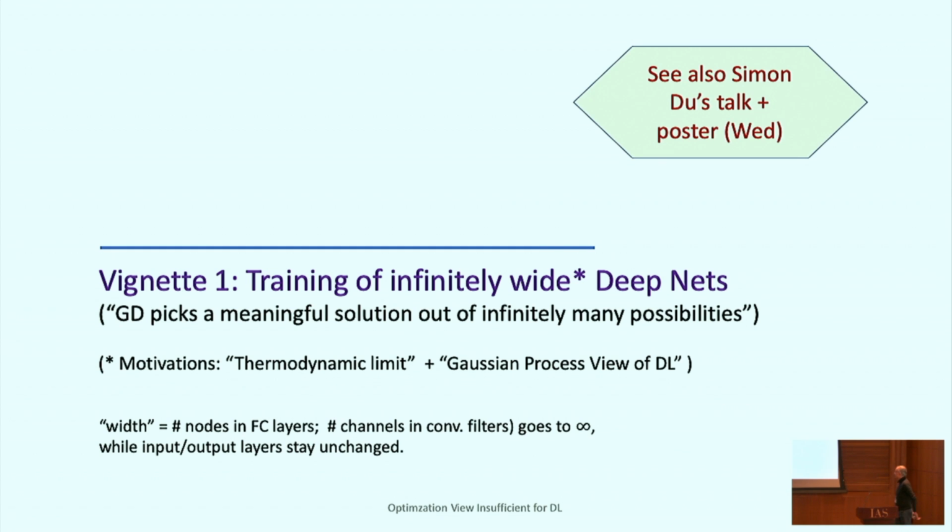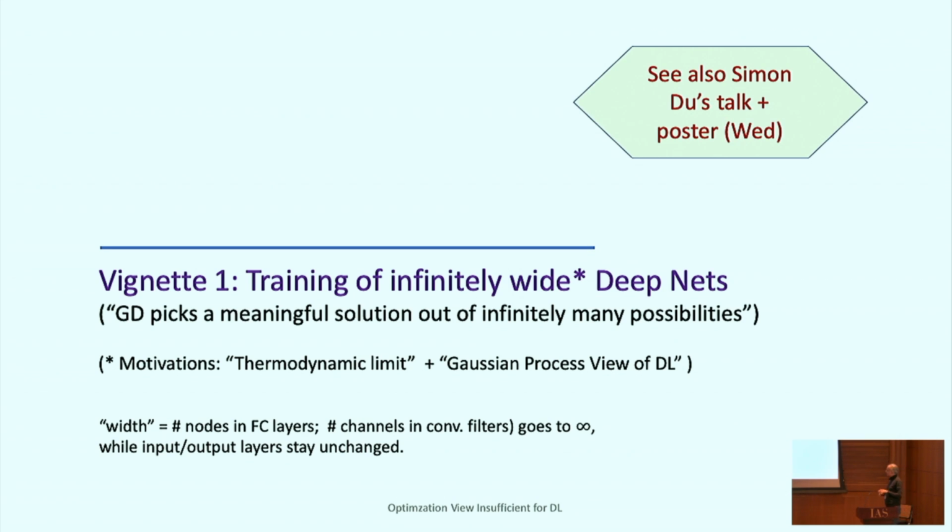Vignette 1, training of infinitely wide deep nets. So wide means for a fully connected layer, you're imagining that the number of nodes in the layer goes to infinity. If it's a convolutional net, each convolutional filter has some channels. The number of channels is going to infinity. And this model came out of some physics considerations, a thermodynamic limit. There's in statistics a Gaussian process view of deep learning, where this also makes sense, an infinitely wide net. So there were these motivations, and that's why people started studying this.